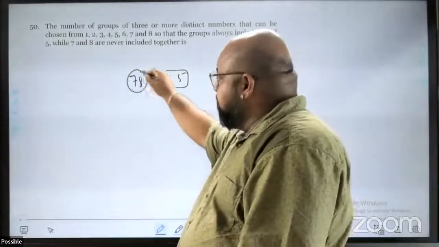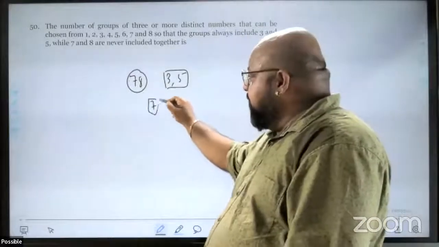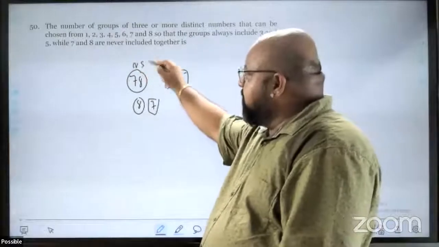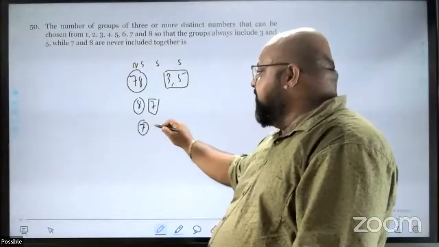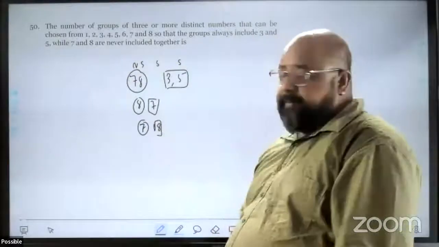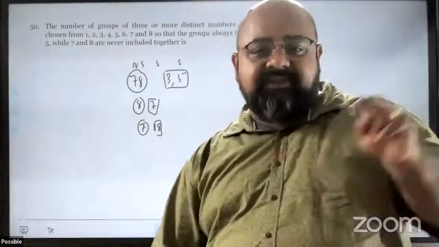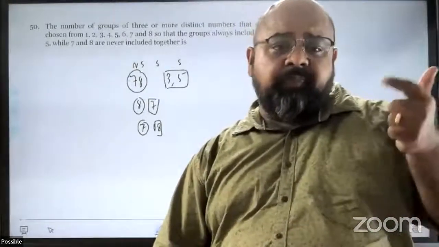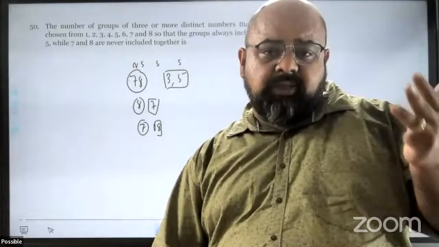I'm putting them in a circle. The second case will be 7 is selected for sure, 8 is not selected. The third case would be 7 is not selected and 8 is selected. In the first case, if 3 and 5 have been selected, 7 and 8 are not being selected. The numbers left with me are 1, 2, 4, 6.